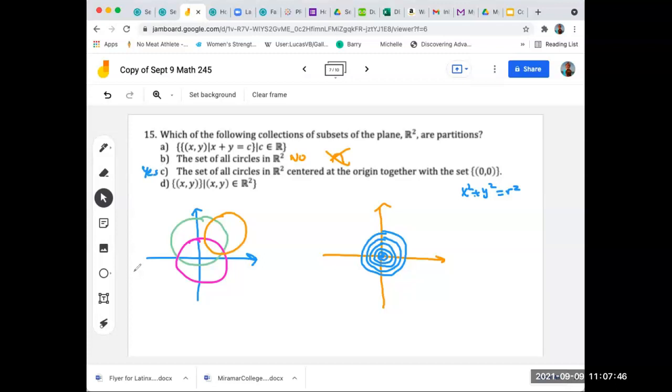Why can't B fulfill that same criteria? It just says a set of all circles, because it doesn't say that they're centered at the same place.